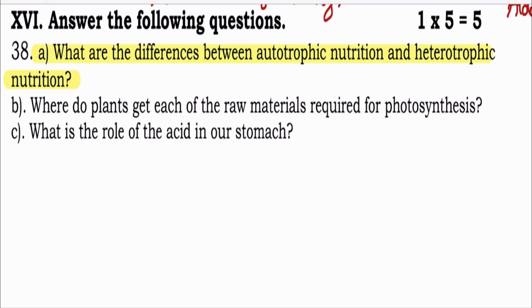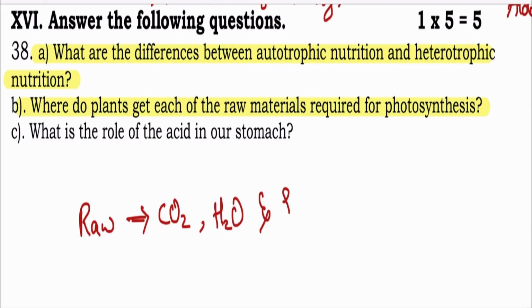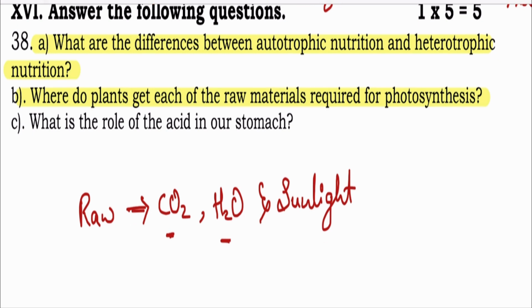Okay, next question. Where do plants get each of the raw materials required for photosynthesis? When we talk about raw materials, they are carbon dioxide, water, and sunlight. So the sources are, for carbon dioxide it is the atmosphere, for water it is from soil, the roots will absorb it, and for sunlight, leaves. In leaves there is chlorophyll which absorbs sunlight, and for carbon dioxide, stomata will absorb it.